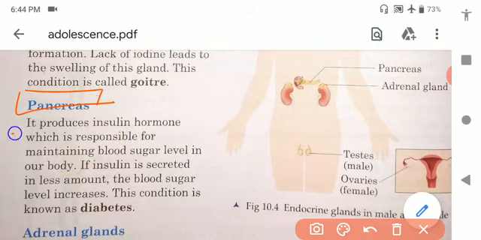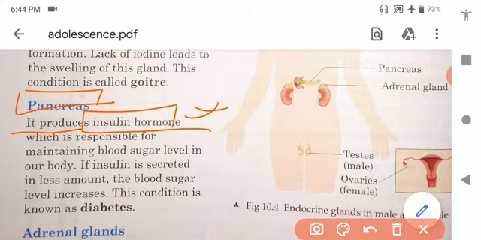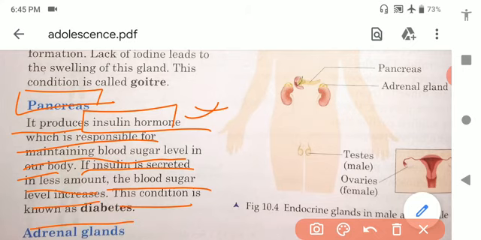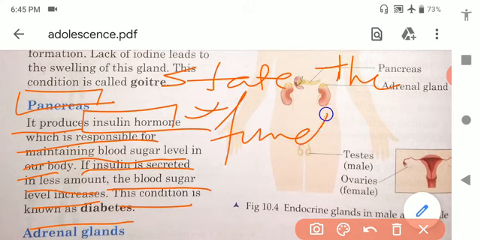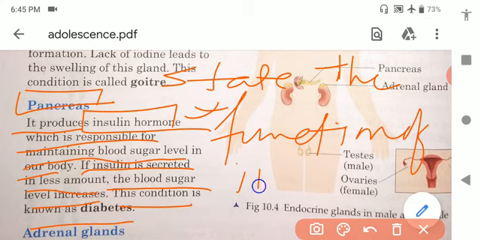So the pancreas produces the insulin hormone. It's a very important hormone, because insulin maintains the proper amount of sugar in the blood. Insulin is responsible for maintaining the blood sugar level in our body. If insulin is secreted in less amount, the blood sugar increases, and this causes diabetes. So here the question arises, state the function of insulin.